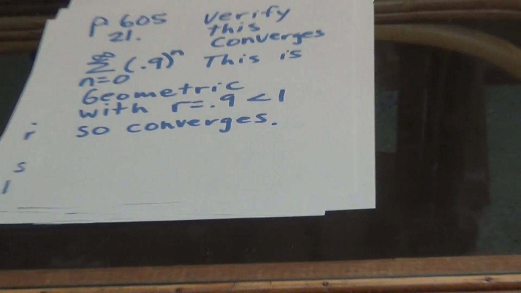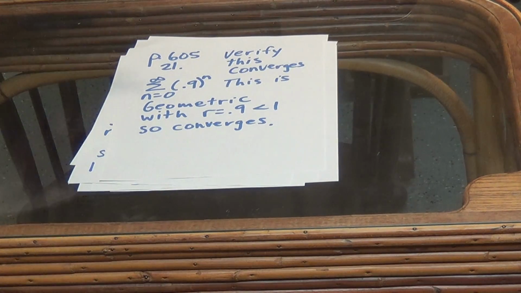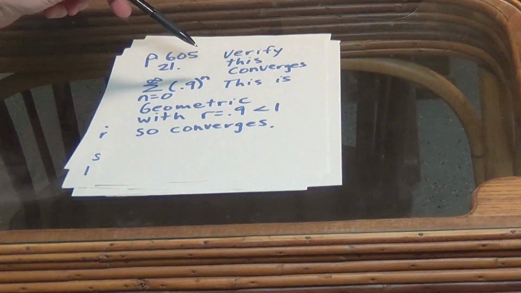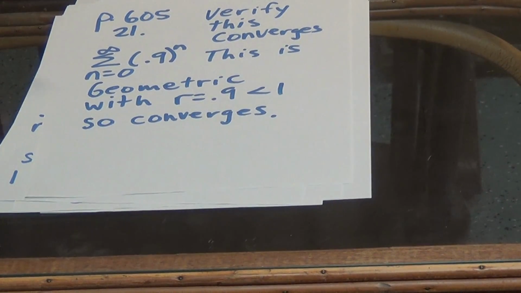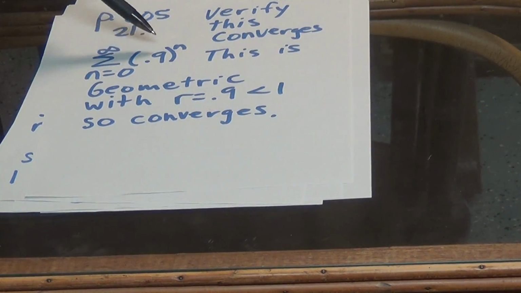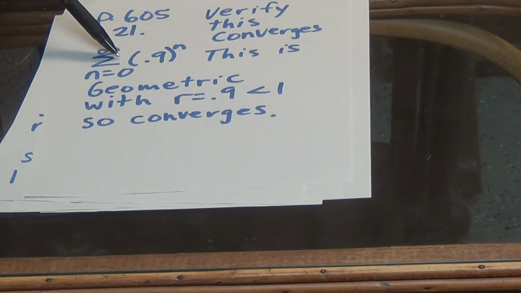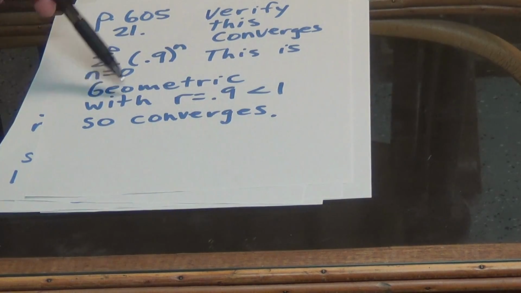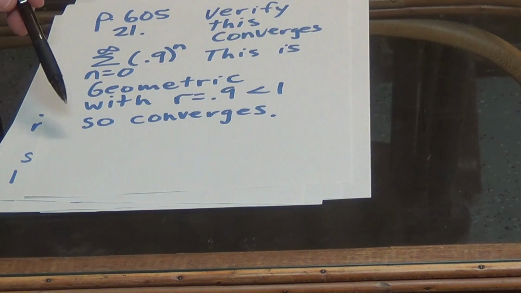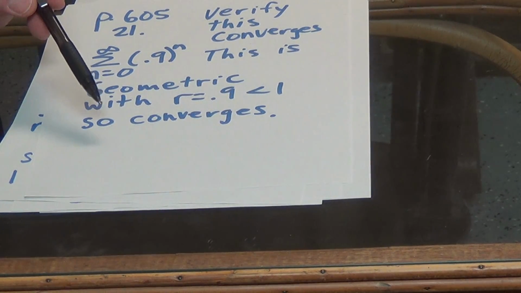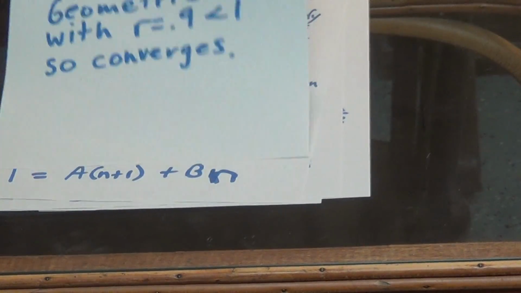We are pretty much at our 3-minute limit, but squeeze one more in. Page 605, verify that this converges. If you take a sum of n equals 0 to infinity of 0.9 to the n, this is geometric. The coefficient is 1, which is why we haven't written it. But the r is 0.9, that's less than 1, therefore it converges. The book may call this a geometric series test. Part 1 over, we'll start up with part 2.